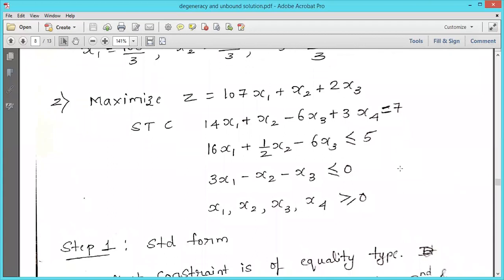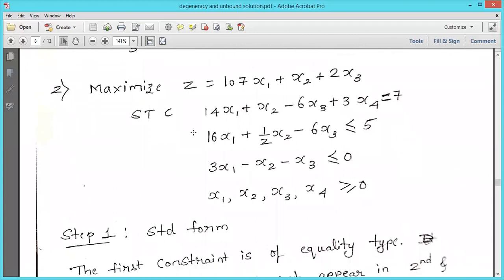Okay, the next problem: z is equal to 107 x1 plus x2 plus 2 x3, with constraints 14 x1 plus x2 minus 6 x3 plus 3 x4 is equal to 7; 16 x1 plus 1 by 2 x2 minus 6 x3 less than or equal to 5; 3 x1 minus x2 minus x3 less than or equal to 0. Here we have three constraints. The first constraint is an equality type and the other two are inequality type.